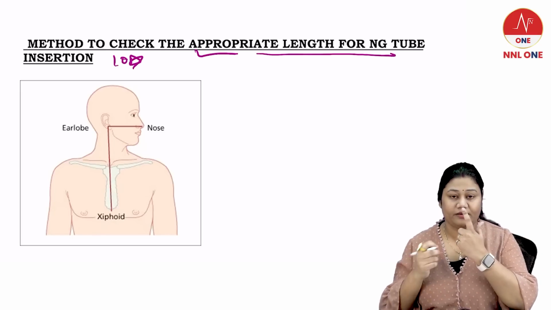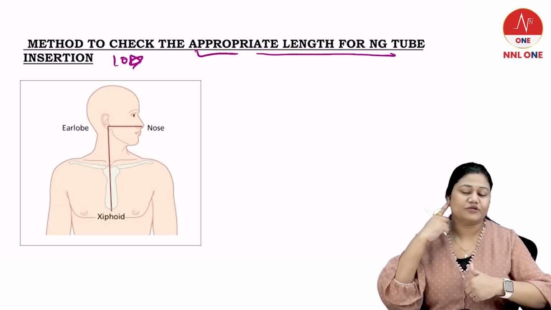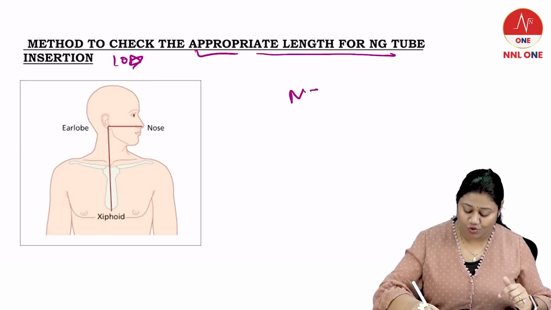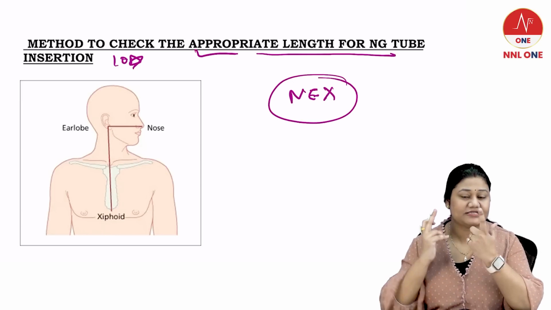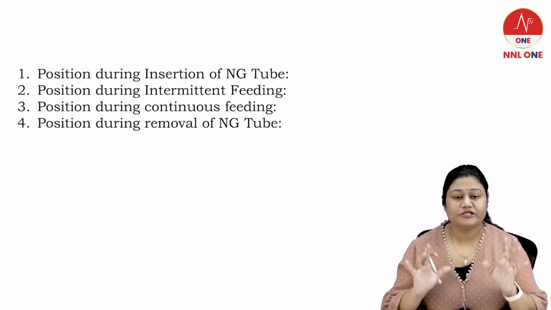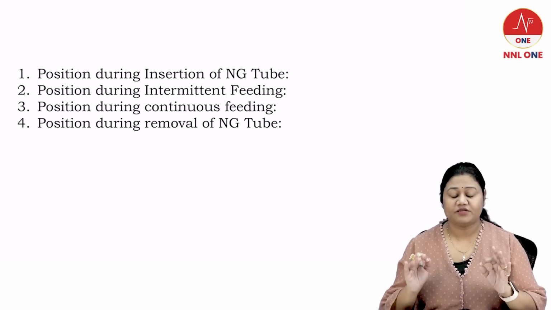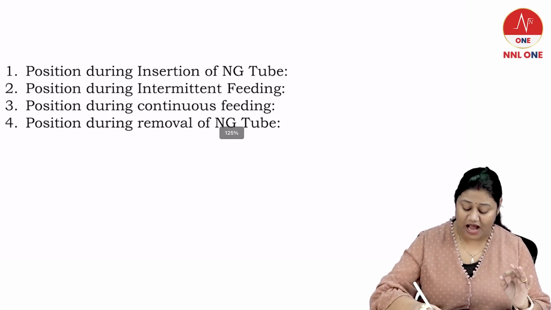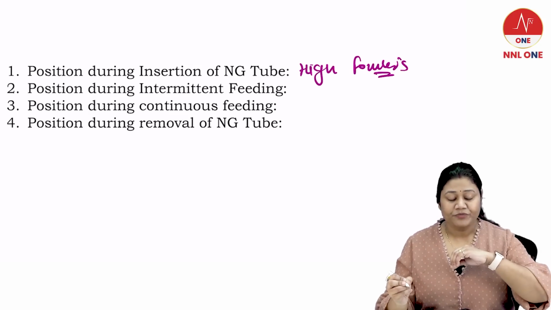Okay, now the method to check the appropriate length for the NG tube, a 10-star question. Always remember, you measure the length of the NG tube from the tip of the nose to the earlobe to the xiphoid process. In this way you can remember: tip of the nose, earlobe, xiphoid process. We are good to go. Now position. Which position you will use while inserting, while feeding, while removing? Always remember, while inserting it is high Fowler's position.